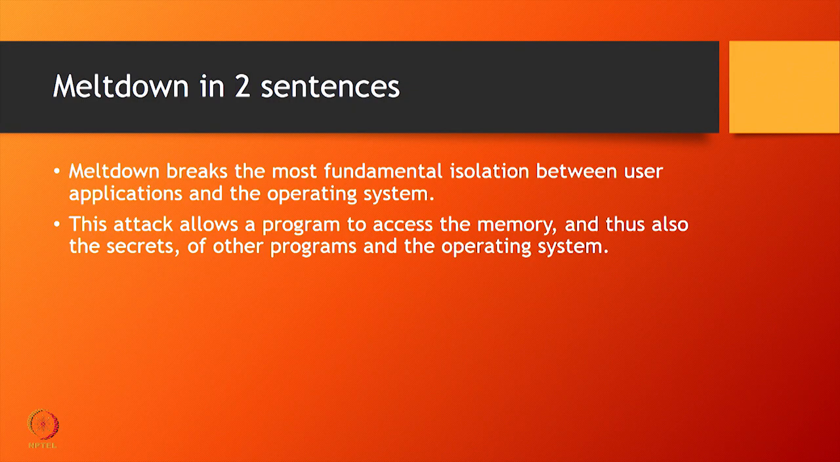So, in 2 sentences, if I want to summarize Meltdown, it breaks the most fundamental point that there is an isolation between user applications and the operating system. How is this isolation achieved? The operating system assumes that this isolation is there, and the entire security built on top of the operating system is essentially based on the availability of this isolation. And how does the hardware ensure this isolation to the operating system?